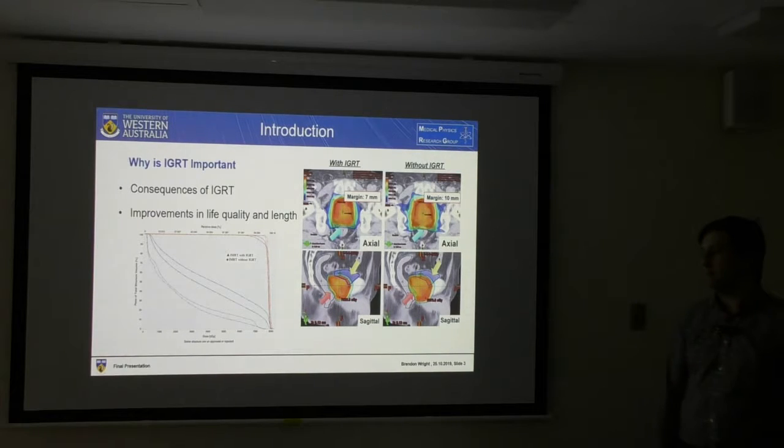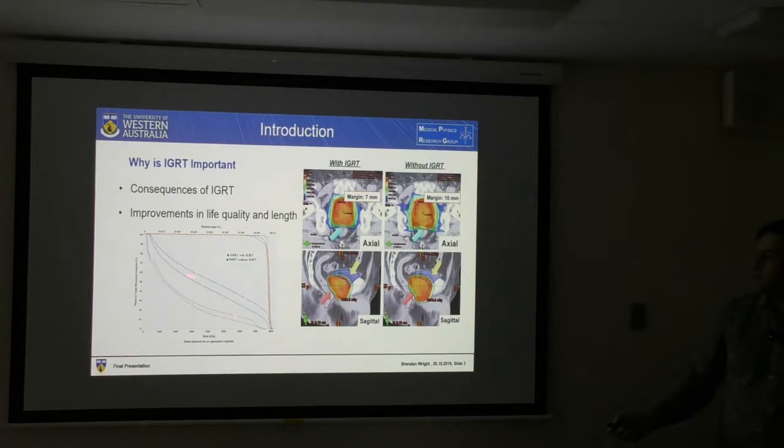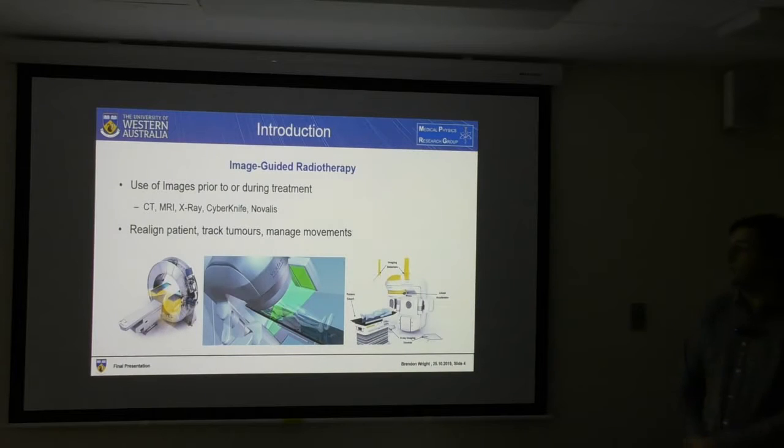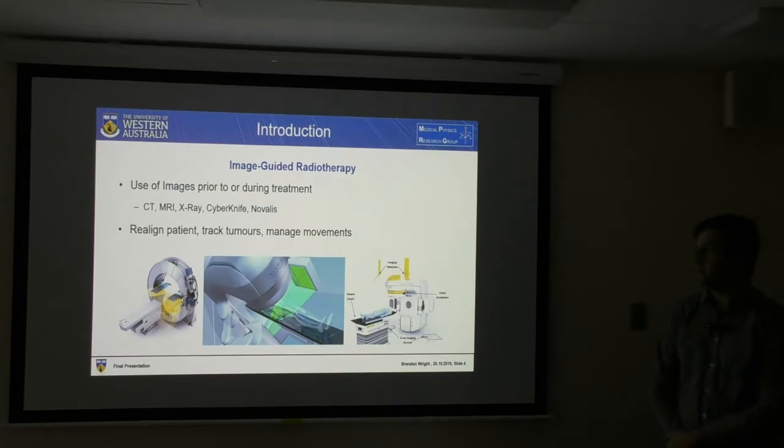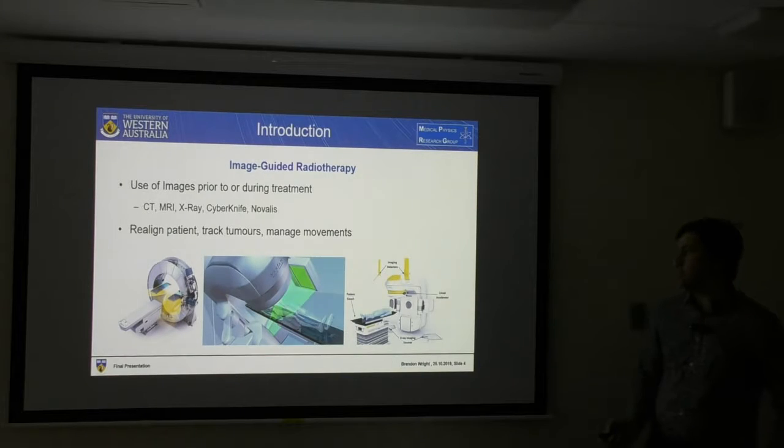Image-guided radiotherapy is a specialized form of external beam radiotherapy, which allows for the reduction in margins around a tumor volume, as well as improvements in life quality and length. If we look at the diagram here on the bottom left, the dose to the organs at risk nearby to any tumor is reduced if we use image-guided radiotherapy, as well as a reduction in margins around the tumor itself. Image-guided radiotherapy uses images prior to or during treatment, such as CT images, MRI images, planar X-ray images. CyberKnife and Novalis both use orthogonal KV imaging systems. And these images allow for the realignment of patients, tracking of tumours, and managing of internal organ motion.